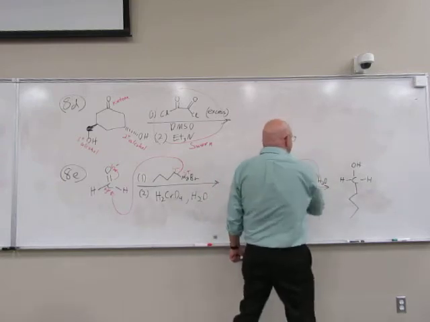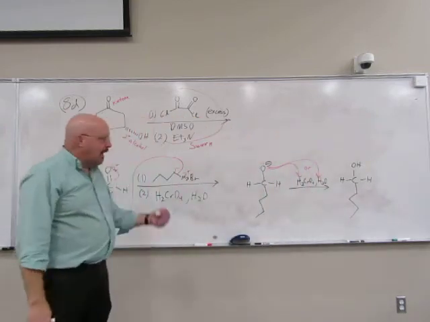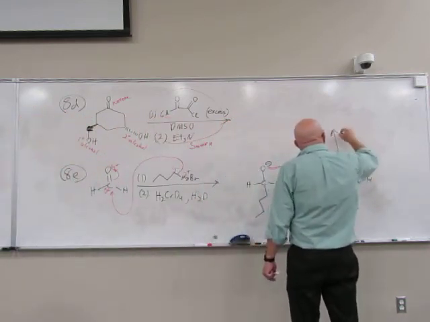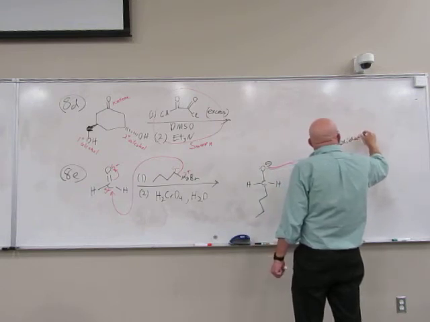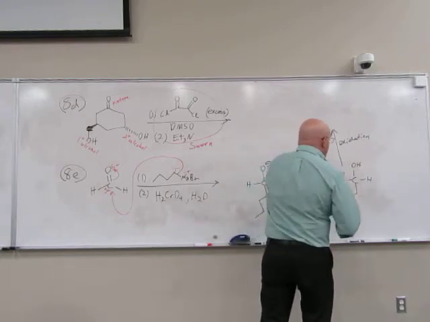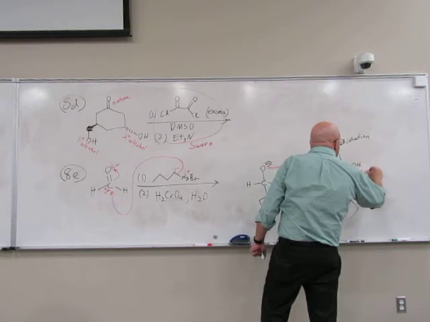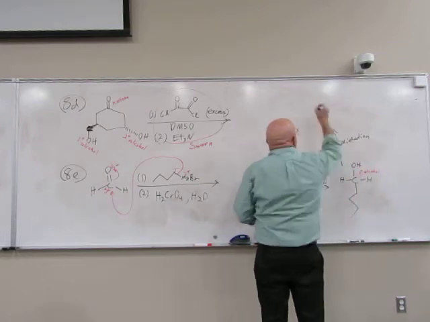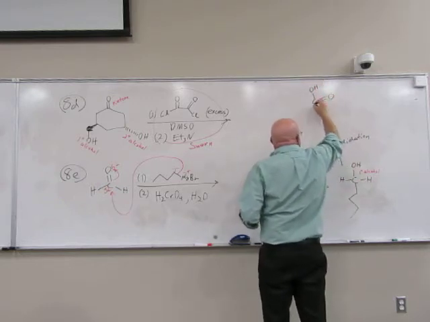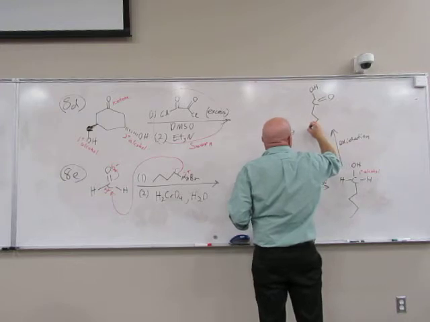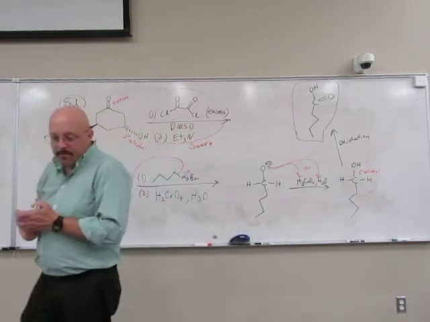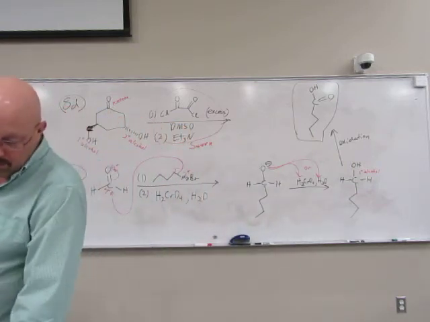Chromic acid is an oxidant. So I protonated and got an alcohol, but chromic acid is an oxidant, so it oxidizes that alcohol. And it will oxidize it all the way. Chromic acid oxidizes the primary alcohol all the way to a carboxylic acid. So that carbon right there becomes a carboxylic acid. And there's your product. Questions on that?